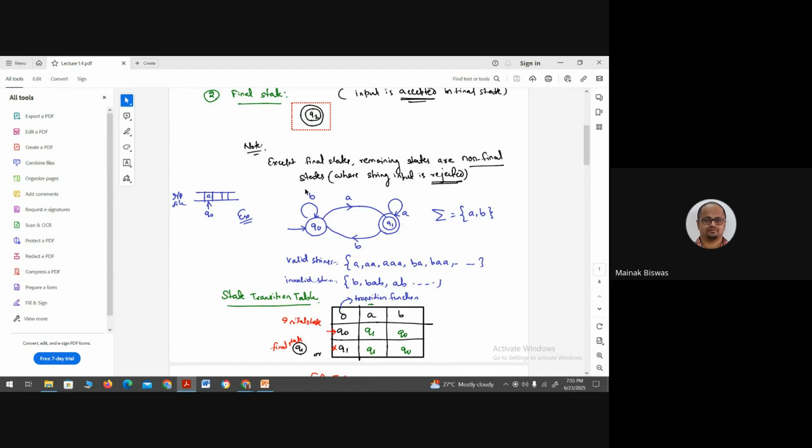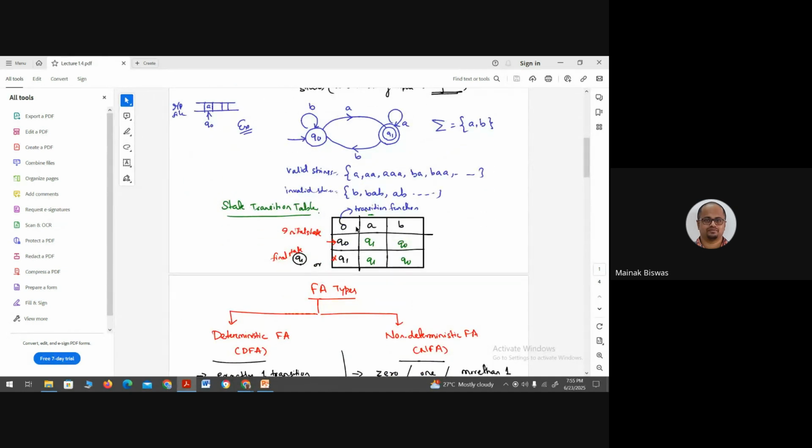This is one particular finite automata, which recognizes what? Tell me. It recognizes all the strings which end with A.